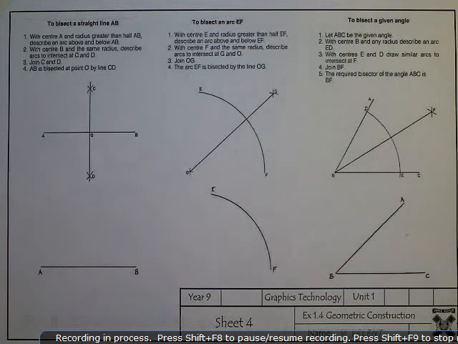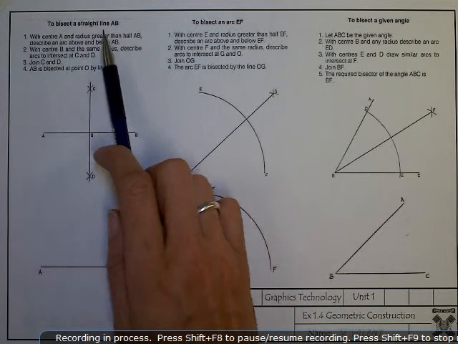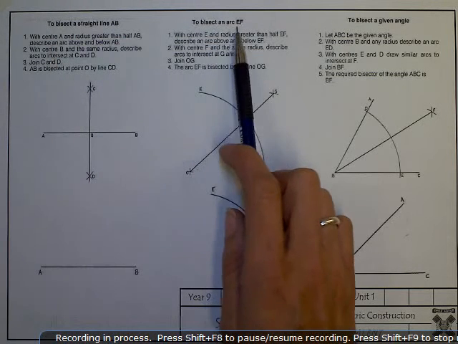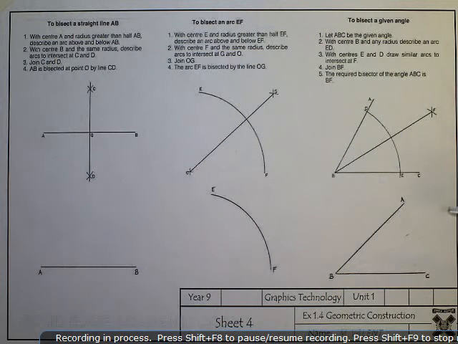This is exercise 1.4, a geometric construction for graphics. In this particular exercise, you are going to bisect a straight line AB, to bisect an arc EF, and to bisect a given angle. A few things I've done before I'm going to start my drawing is to set the page up.